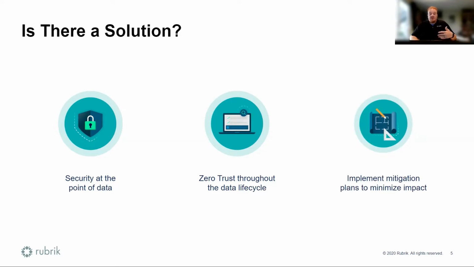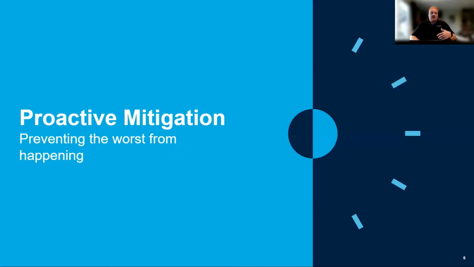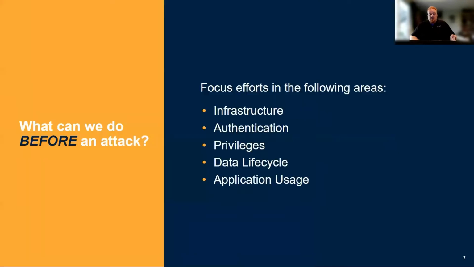So let's talk more about this with a primary focus in areas of mitigation: proactive mitigation, insurance or CYA mitigation, and then reactive mitigation as well. So let's start with proactive mitigation. Proactive mitigation focuses efforts on tasks that can be done to prevent an attack from being successful. This is not a single activity when it comes to database threats. It spans multiple areas. These include infrastructure, authentication, authorization, data lifecycle, and application design and usage.